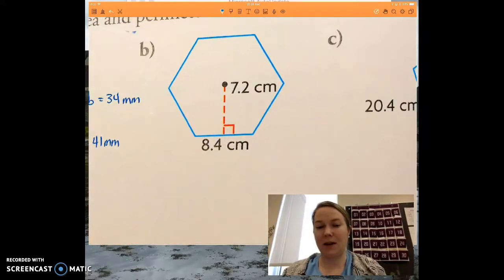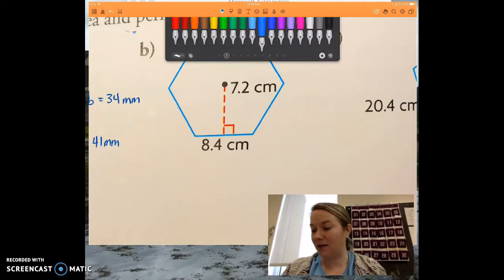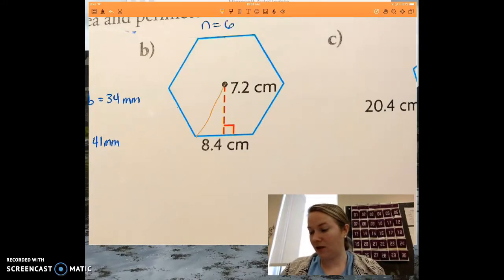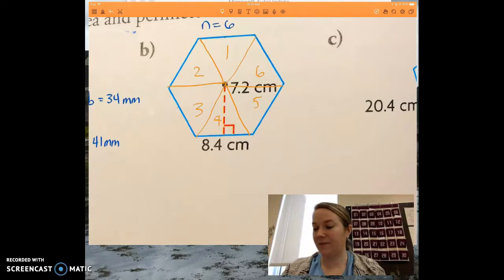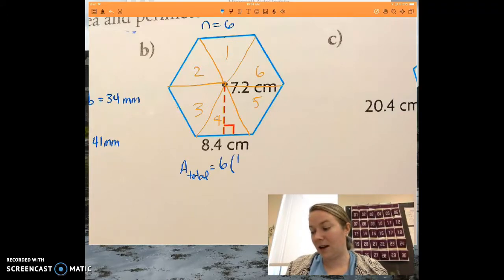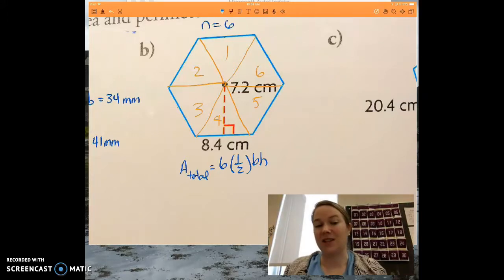So let's look at B. B is a 1, 2, 3, 4, 5, 6, n equals 6. So the number of triangles: 1, 2, 3, 4, 5, 6 triangles. So we'll set this up again. Area total is the number of triangles, which is 6, times 1/2 base times height, which is the area of a triangle, which is going to give us 3 base times height.